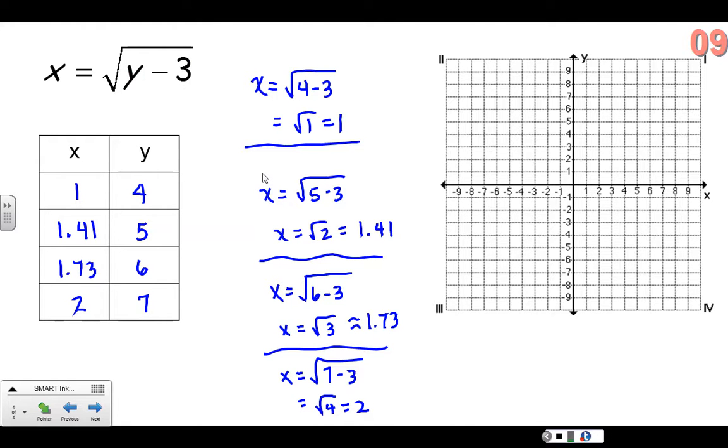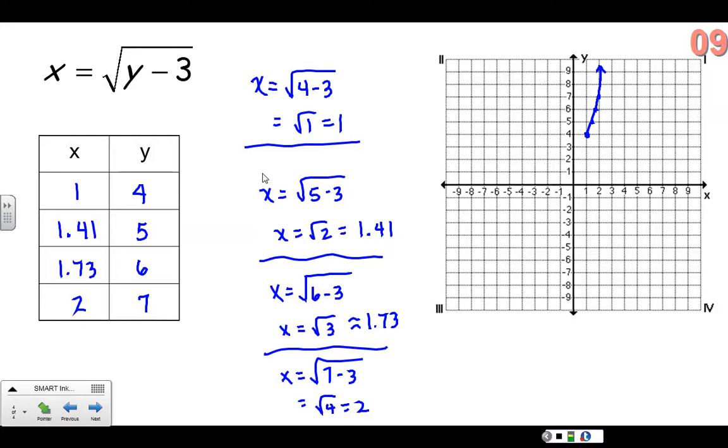If I plot the point 1, 4, over 1 up 4, over 1, almost 1.5 up 5, so not quite 1.5 up 5, 1.73, and go up 6, so almost 2. Okay, and then 2, 7. So it looks like it's a curve also.